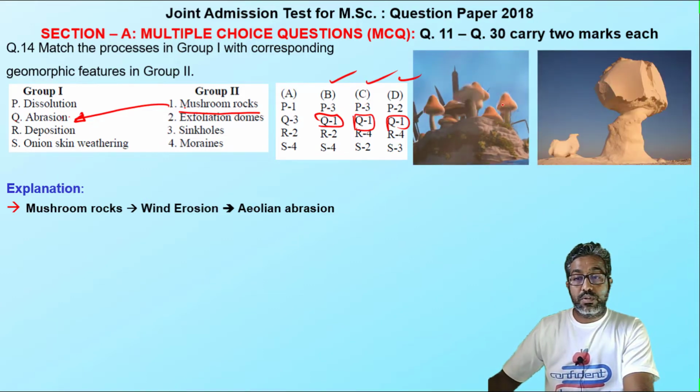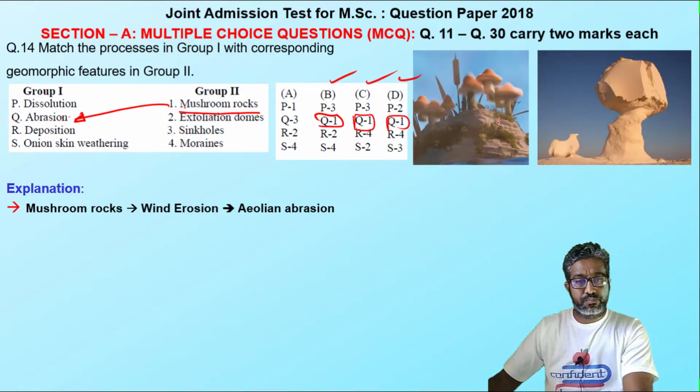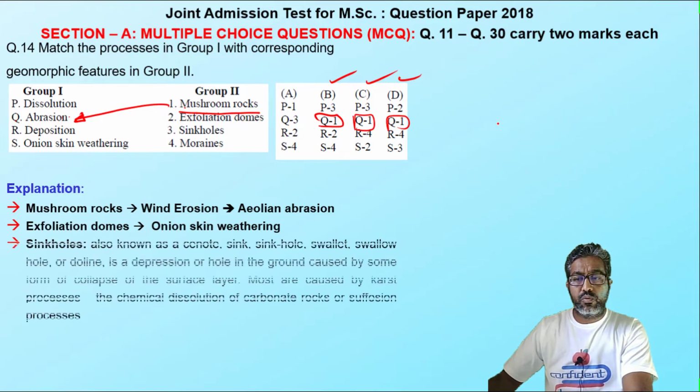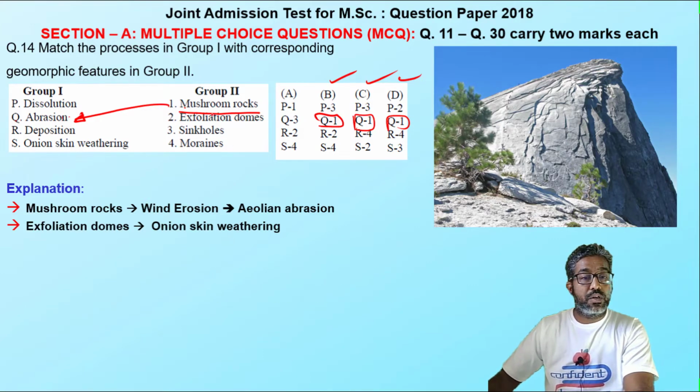Moving to the next option, this is something like a mushroom rock. Moving to the next question. What is this?